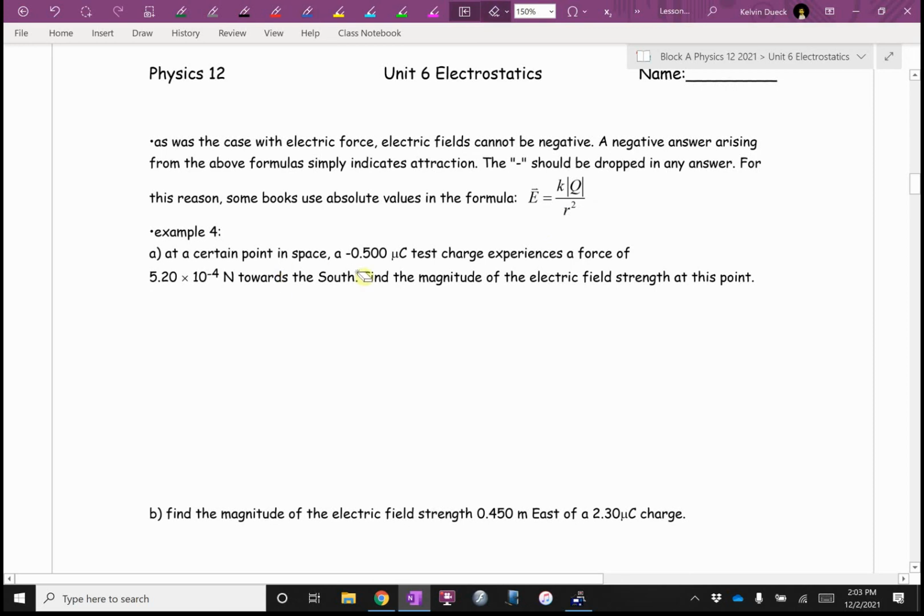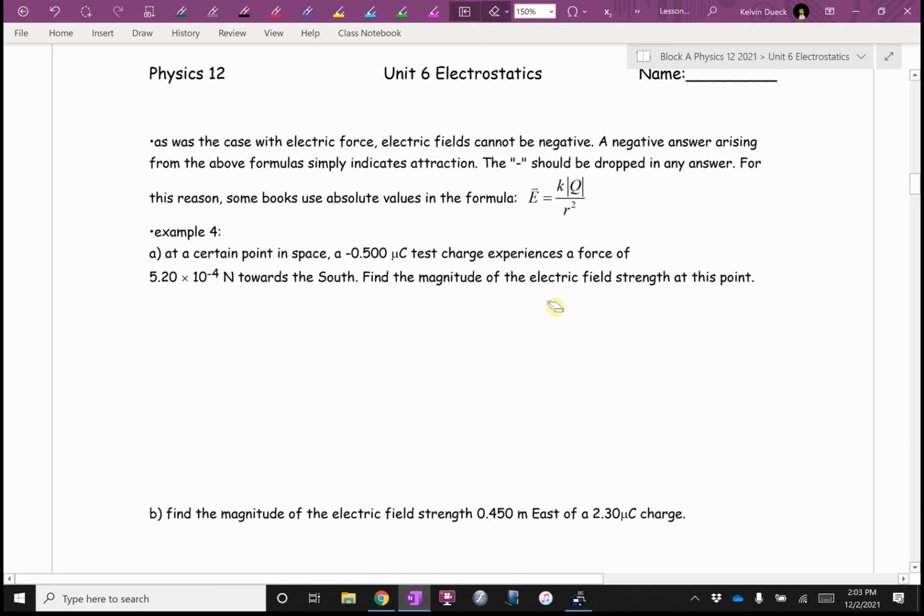At a certain point in space, a negative 0.5, what's that little funky symbol there mean? Micro. What does micro mean? I replaced that with a 10 to the negative 6. That's worth committing to memory this unit, because you're going to be doing it on every question. It's on your formula sheet in that metric chart: mu, micro, 10 to the negative 6. At a certain point in space, a negative 0.5 microcoulomb test charge experiences a force of that towards the south. Find the magnitude of the electric field strength at this point.